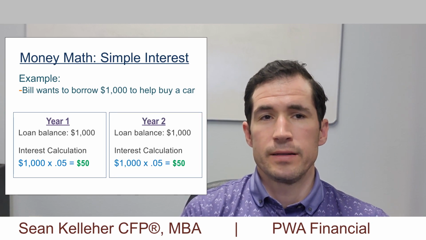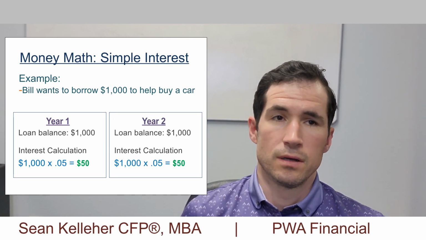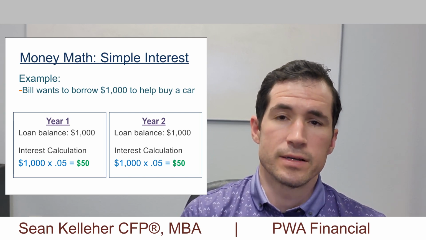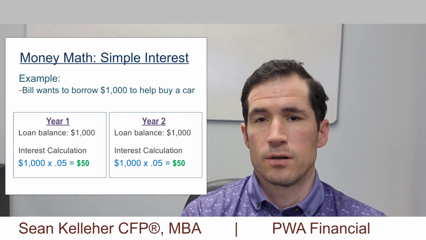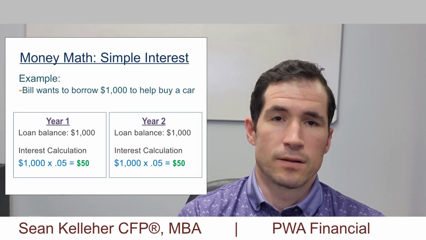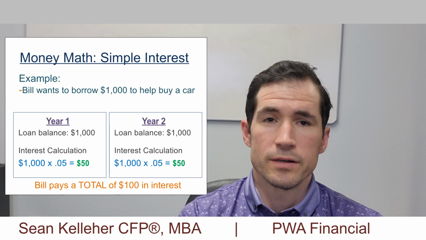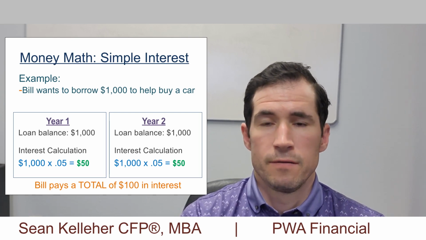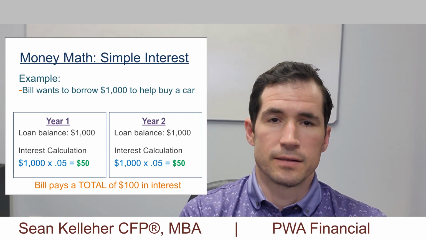Now, what if at the end of the second year, the balance is still $1,000? The interest that Bill will owe at the end of the second year is going to be calculated the same way. We take $1,000 times 0.05 and we get $50 of interest. Bill will have paid $100 in interest over 2 years on his loan. $50 in the first year, $50 in the second year.